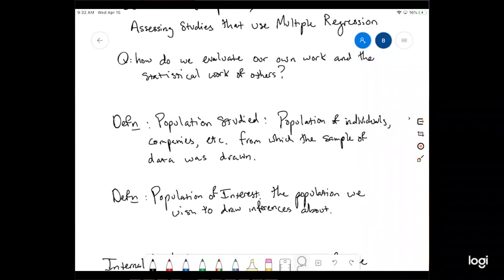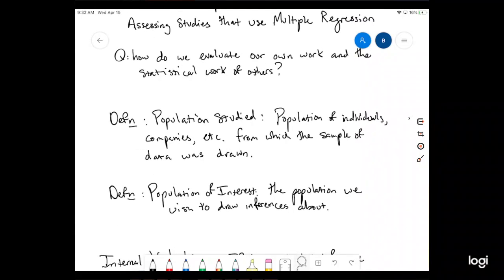So if we're evaluating test scores and student-teacher ratios like we have been in the course, this is going to be, we will see in this set of lecture notes, California. It's the school districts in California. The population studied is the school districts in California.